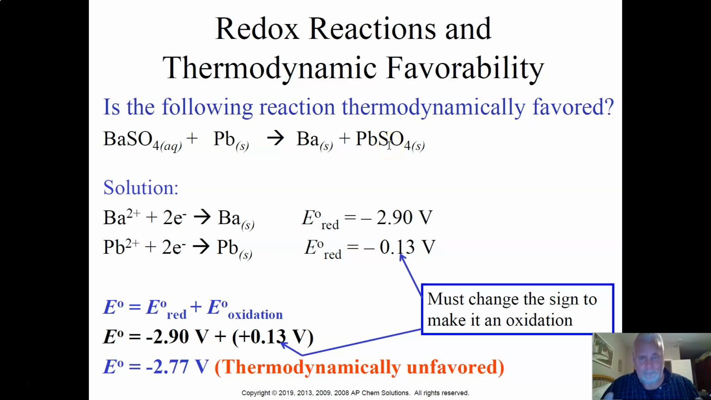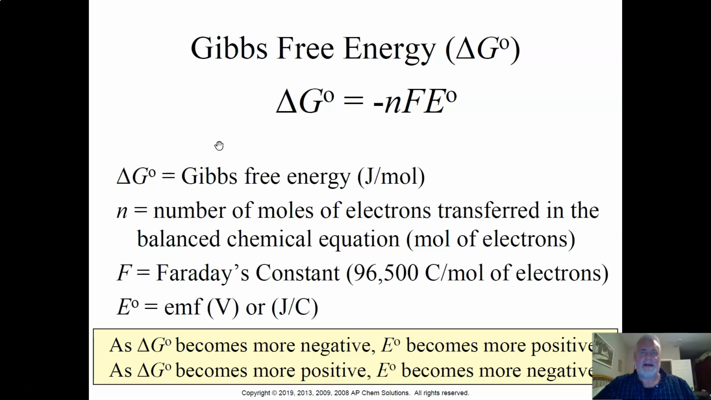So that is a case where you'd have a non-thermodynamically favored process. It's negative quite a bit. So that's not going to be a very good battery. It's like sucking power from the universe. But let's say you wanted to get solid barium for some reason. You wanted to use lead and barium sulfate to drive this. You could hook it up and power it to drive that non-thermodynamically favored process.